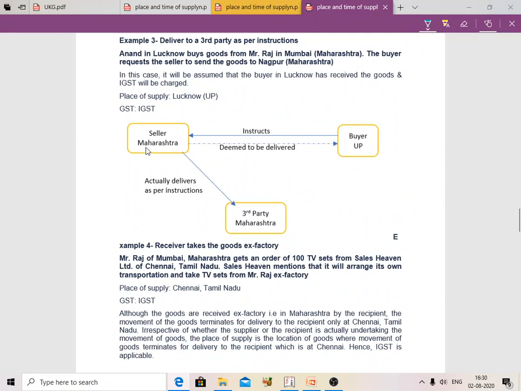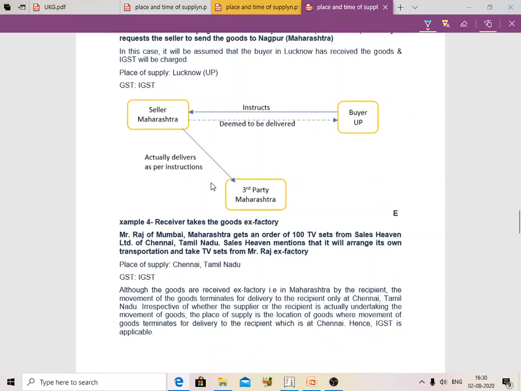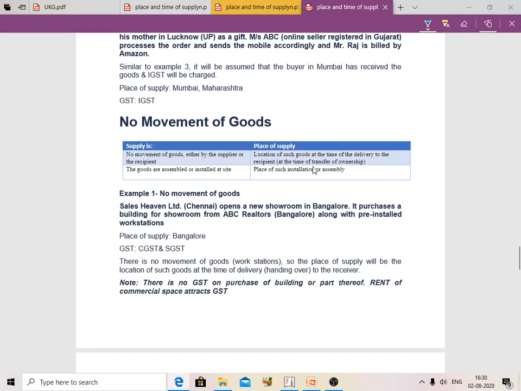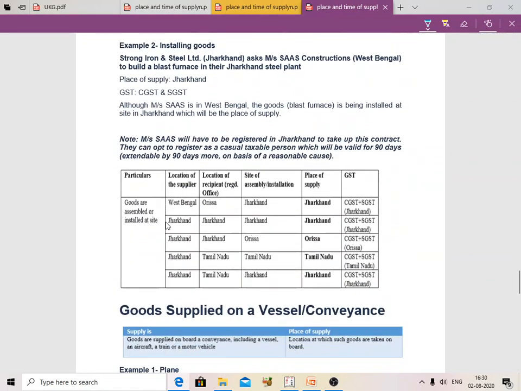In this case, the seller is in Maharashtra, the buyer is in UP, and the third party is in Maharashtra, where the goods are actually delivered. Like we'll see Maharashtra, Chennai, the buyer takes the goods. So it matters whether it is movable or immovable. One more example I quoted here: the location of the supplier is West Bengal, the location of the recipient is Orissa, the site is located in Jharkhand, and the site of assembly is in Jharkhand. So here, it is purely Jharkhand, and the place of supply is Jharkhand.